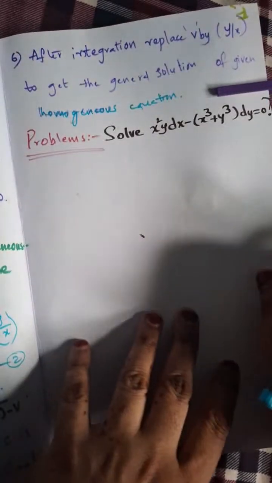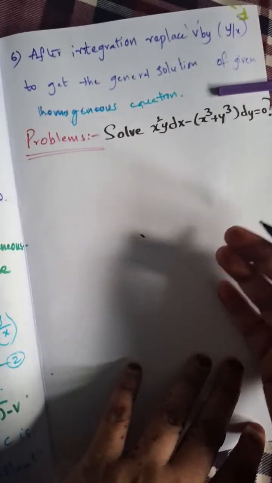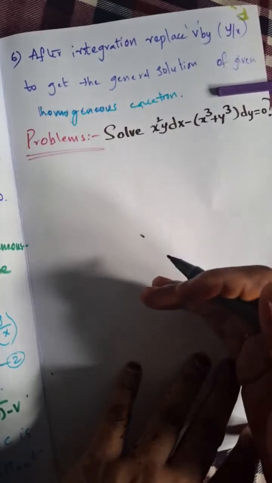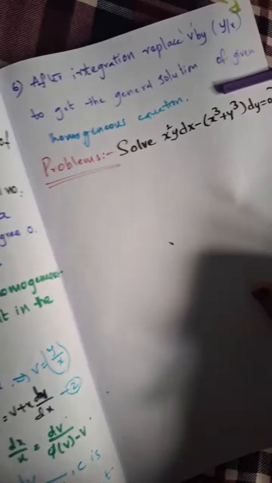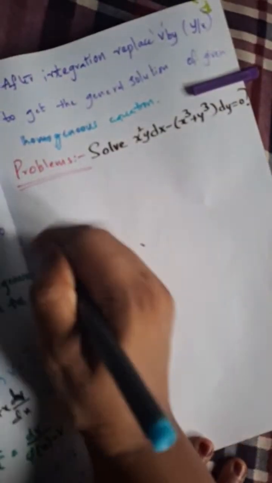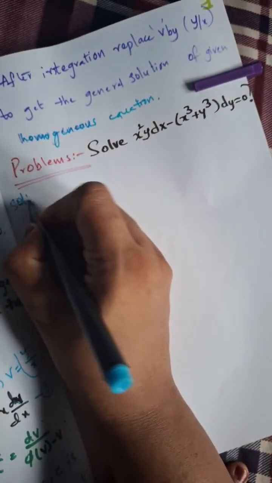Okay, so if you don't understand the first method, that is the variable separable method, please go through that video. You can understand easily by following the video. Okay, now I am going to solve this question.